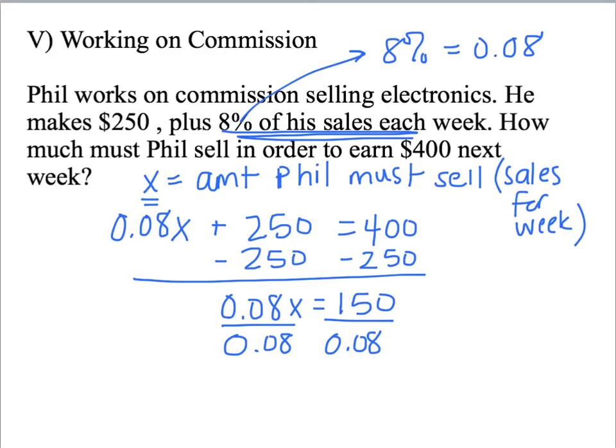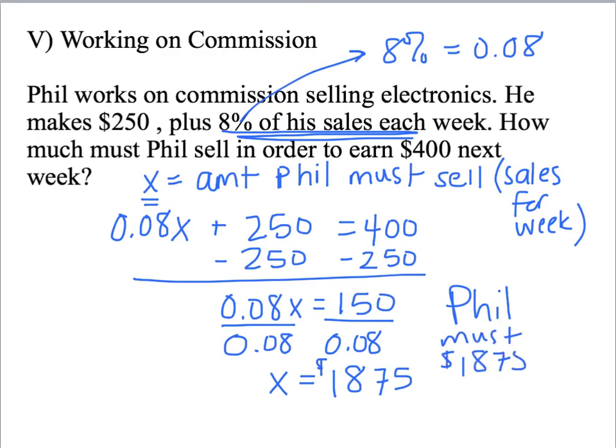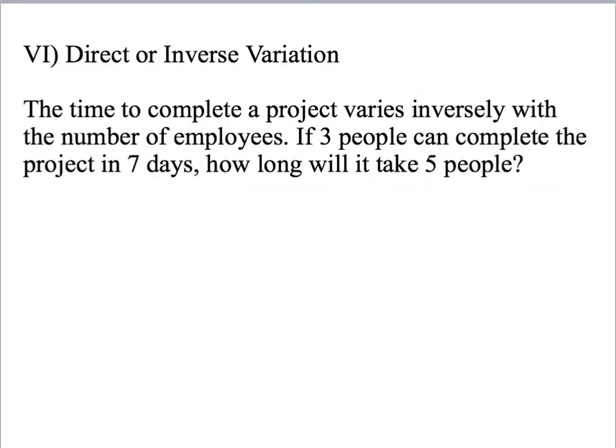Remember that when you're dividing a whole number by a decimal, you get a larger answer. So don't think that this is a bizarre answer. 1,875. Okay, so Phil must sell $1,875 worth of electronics. Excellent. All right, two more.